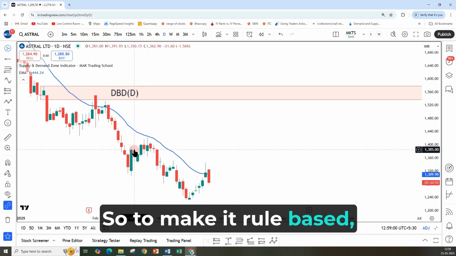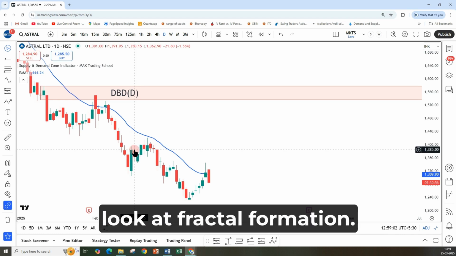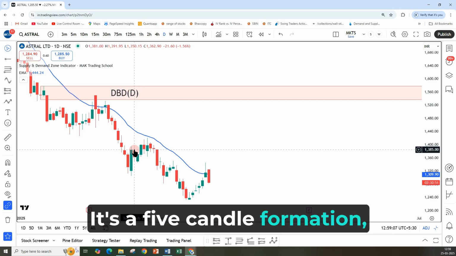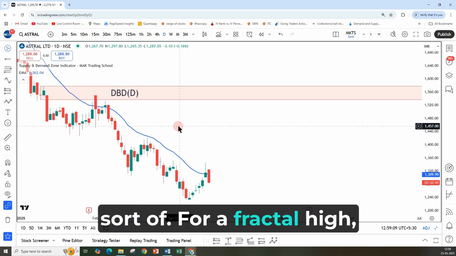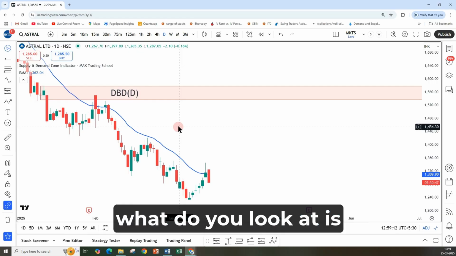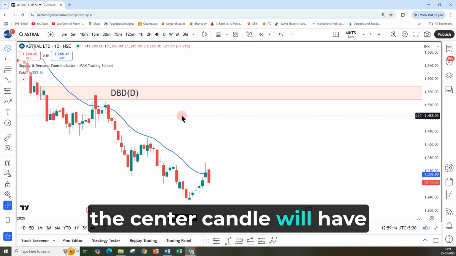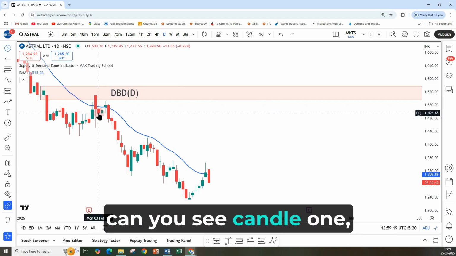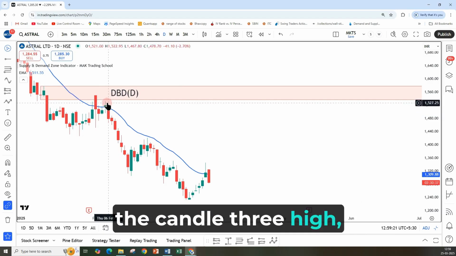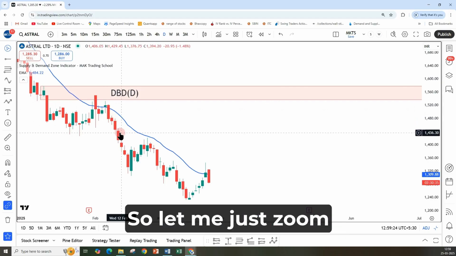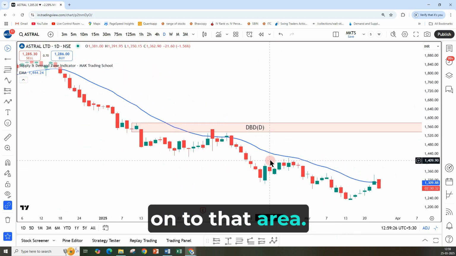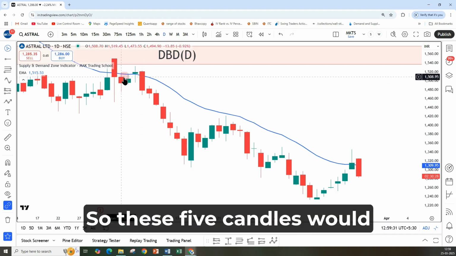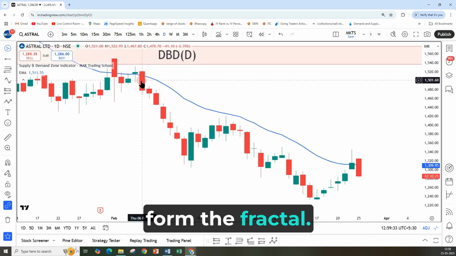So to make it rule based, what we can look at is fractal formations. So what are fractal formations? It's a 5 candle formation. So for a fractal high, what you look at is the center candle will have the highest high. So in this particular area, can you see candle 1, candle 2, candle 3? The candle 3 high is the highest high. So let me just zoom on to that area. Candle 1, 2, 3, 4 and 5. So these 5 candles would form the fractal.